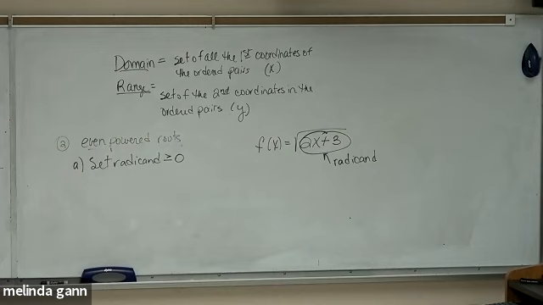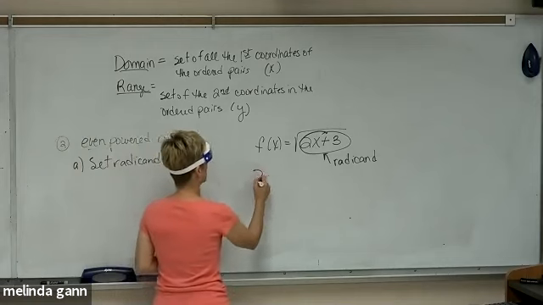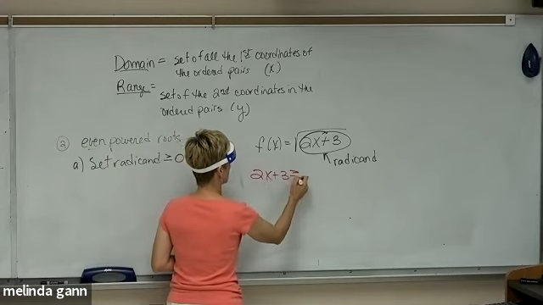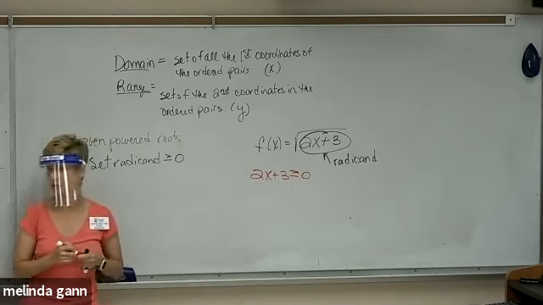All right, I think that's a great idea. So I'm going to go over here to the side then, and I'm going to set, what's my radicand over here? That's just 3. All right, 2x plus 3. I'm going to set it greater than or equal to 0. Okay, you solve that on your paper and see what you get.